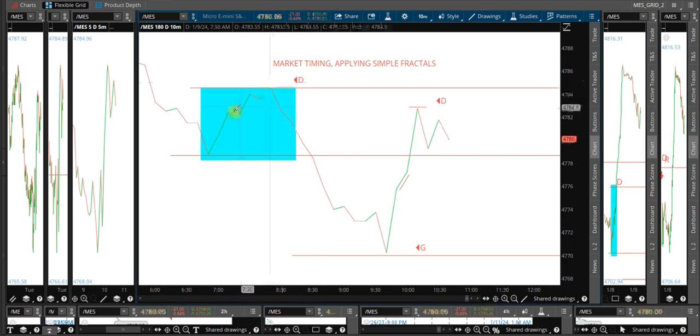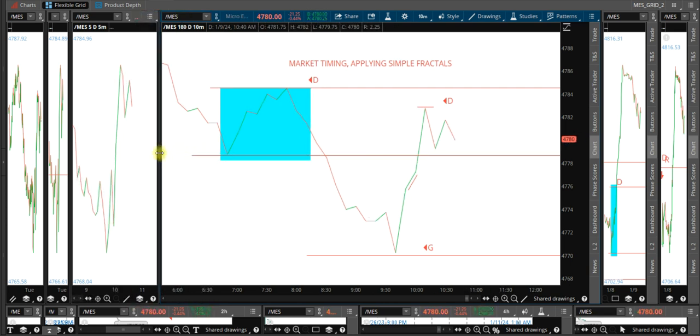Okay, so again, we're timing the market, applying simple fractals. All you're doing is looking at a picture. You got a picture here, you have a picture here, and you have a picture here. Okay, there's no need for any fancy analysis or trading systems. I mean, it's so obvious, really. Look, decay, growth, decay. Now, if we break below here, we're going to trend a lot lower.